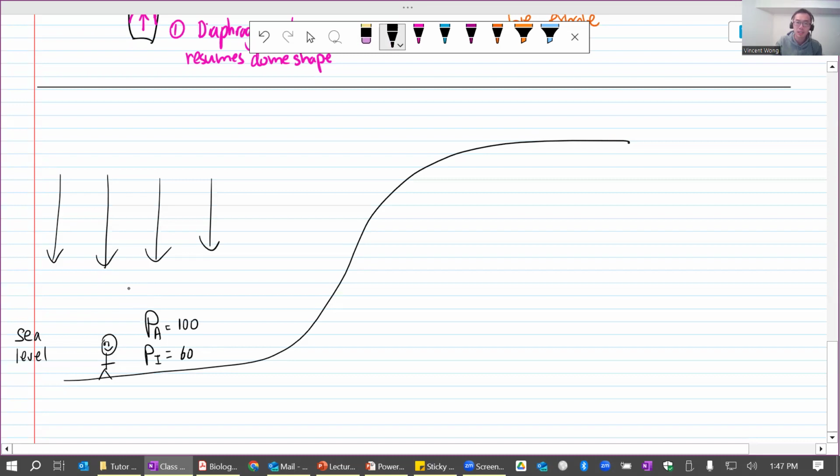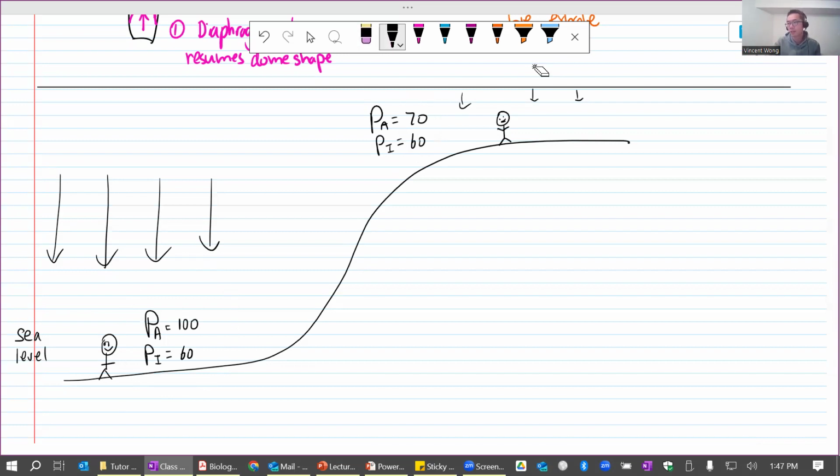So let's say we take the person and put them up here now. Now there's less air above the person because we are higher up in altitude, right? So the atmospheric pressure here is going to be, say, 70. So if you are breathing the same way you were at sea level, expanding your lungs by the same amount, then the pressure is going to be 60. And now it's more difficult to get air into your system because the difference is smaller, right?